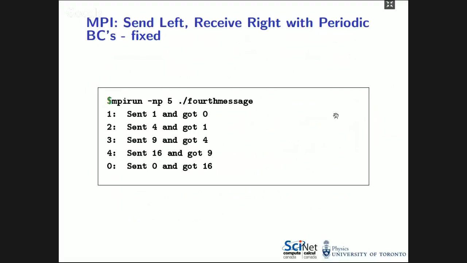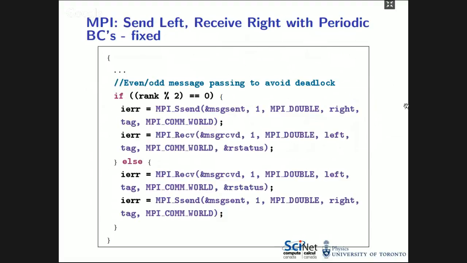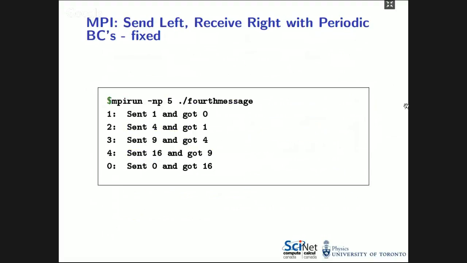We can run it. I won't bother with the code because I'm trying to get through some more details today. But in the examples, it's called fourth message. Unlike third message, which just sits there as it hangs, in fourth message the only change is we've switched these messages around. It completes fine. And now we have our periodic condition, where 0 sent 0, and got 16.